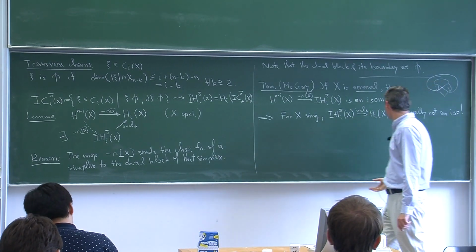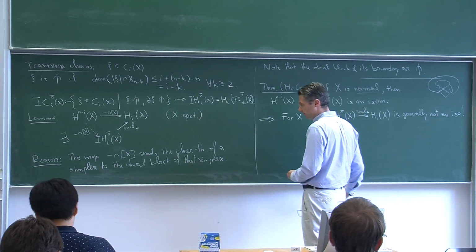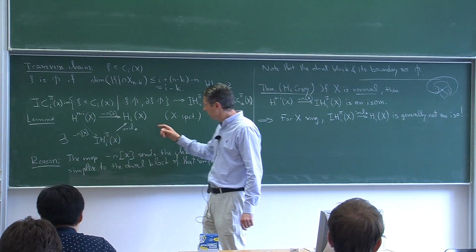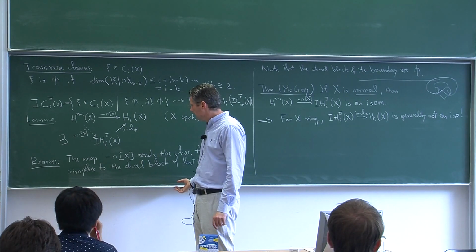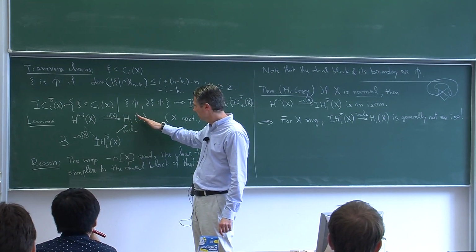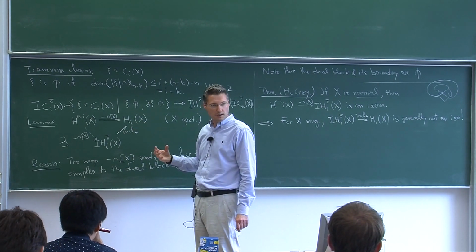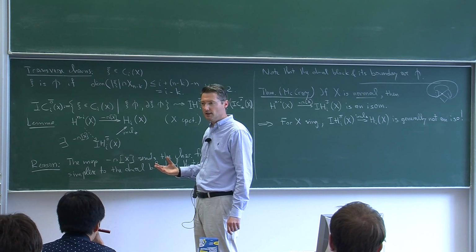Okay. It is generally not an isomorphism. And so this means really the following. It means that the singularities prevent us from moving any chain to a chain which is transverse to the strata. So it's a fundamental failure of transversality that occurs here.